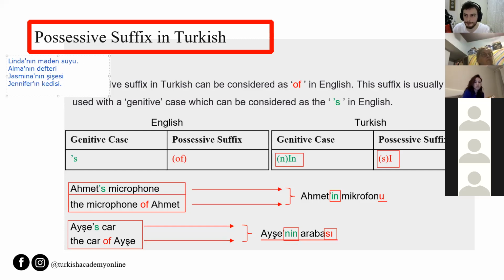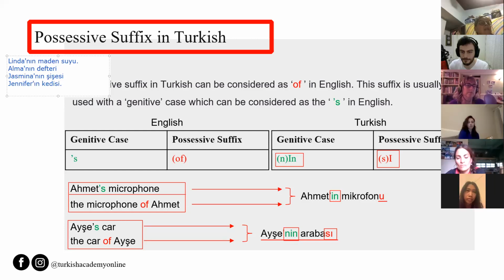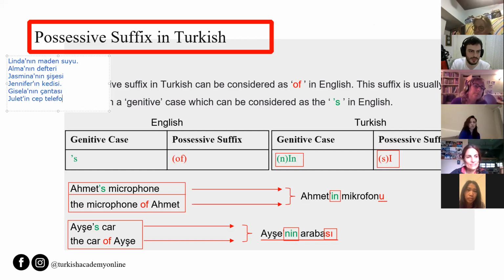Gisela. Gisela'nın çantası. Çok güzel. That's right. Oh, wow. We have lots of people again. It's going to take a while. Gisela'nın çantası. I have Juliet. The microphone. Merhaba. Merhaba. Juliet'in cep telefonu. Çok güzel. Juliet'in cep telefonu.